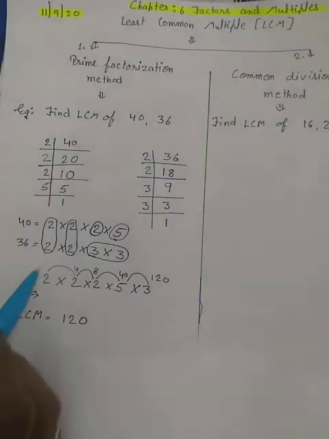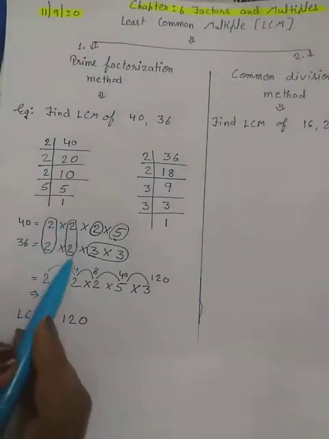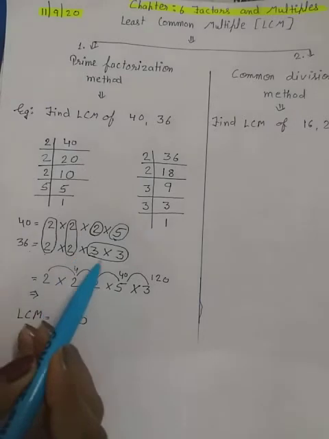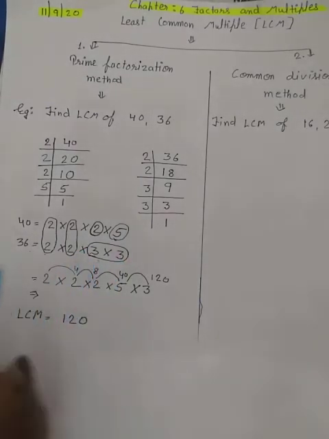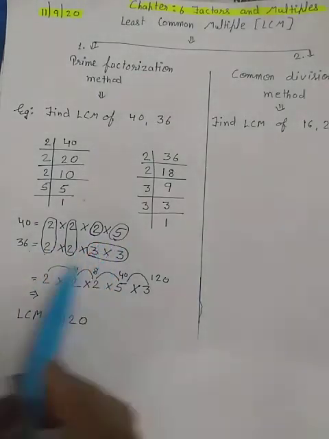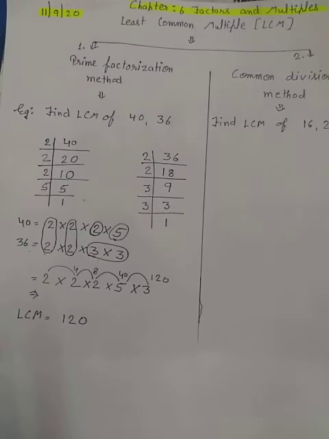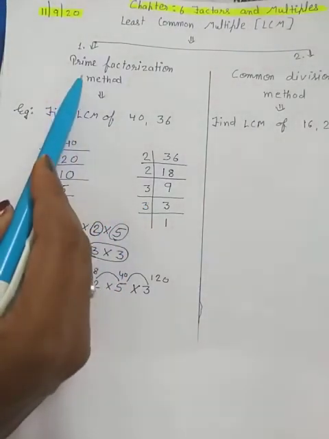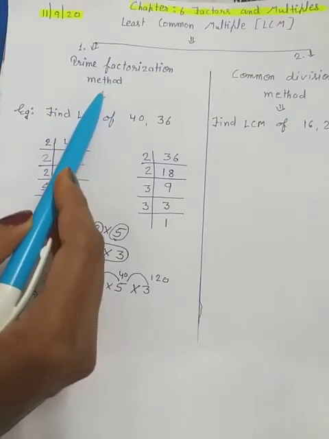Understood everyone? First of all we find the pairs in both numbers. If we don't have a pair, we write the single number. Okay students, this is our prime factorization method, because all the numbers are prime numbers, so we call it the prime factorization method.